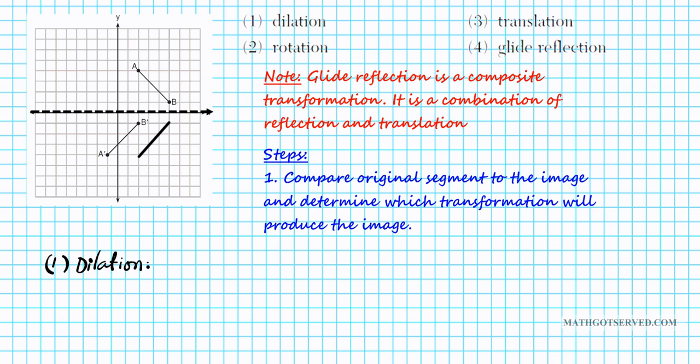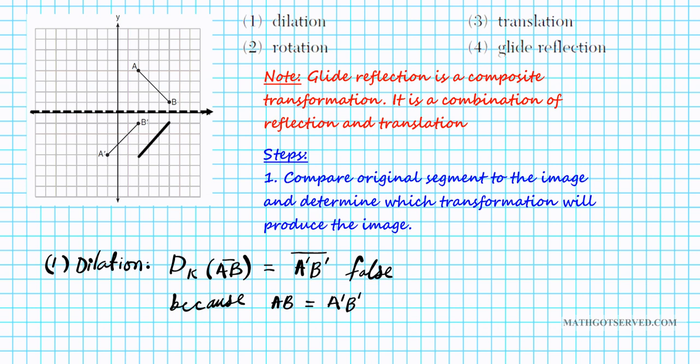So dilating segment AB, does that yield segment A prime B prime? Is it possible? This is false. It's not possible because in this case, the length of AB is equal to A prime B prime. There's no dilation happening, okay?